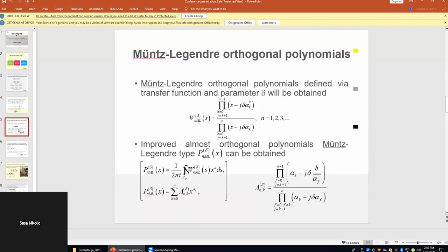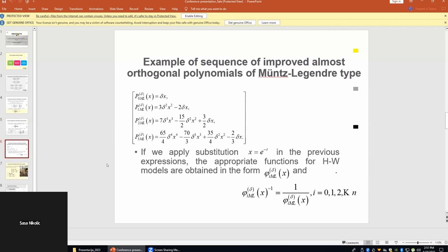When it comes to Müntz-Legendre orthogonal polynomials, we have the next situation. These polynomials represent a combination of improved almost orthogonal polynomials and polynomials of classical Müntz-Legendre type. In this equation, the first member of the proposed sequence of polynomials is given in the following equation. Now, if we apply substitution in the previous expression, the preferred functions for Hammerstein-Wiener models are obtained in the form we can see on this slide.